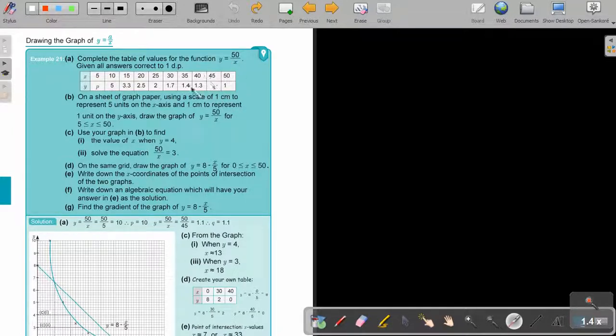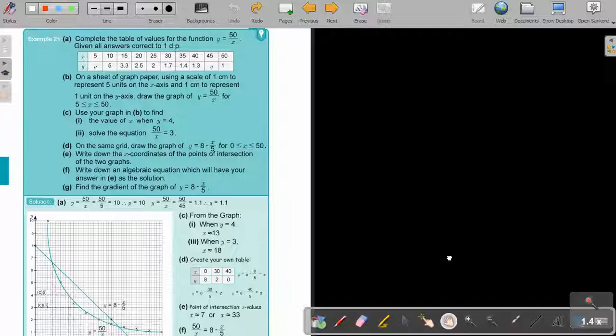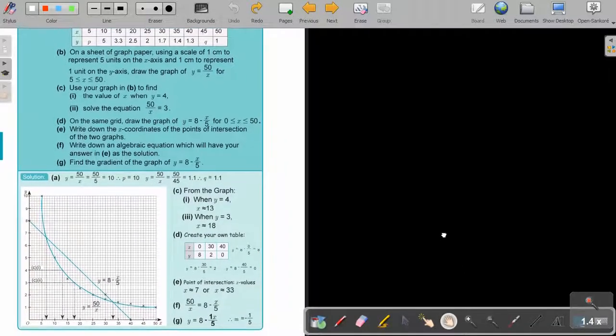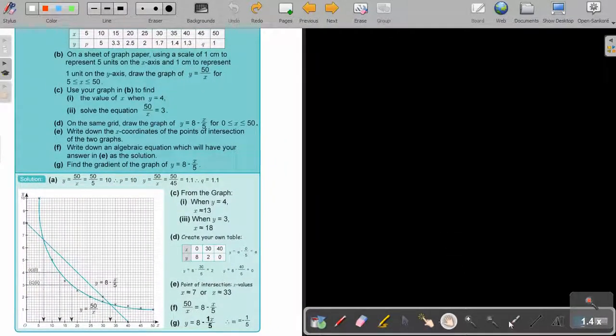I substitute 5 and then I will get 10. And I substitute 45 and then I will get 1.1. And then I just move it up a little bit. Okay, so then I just go and plot, just check your scale.